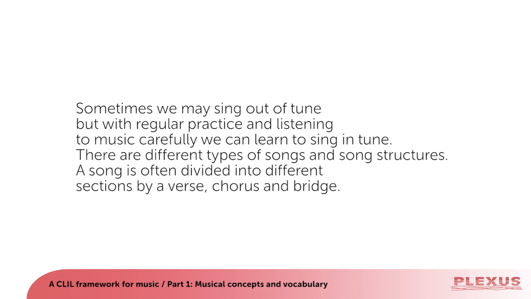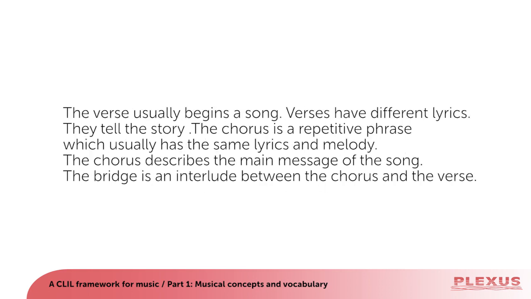There are different types of songs and song structures. A song is often divided into different sections by a verse, chorus, and bridge. The verse usually begins a song. Verses have different lyrics. They tell us the story. The chorus is a repetitive phrase which usually has the same lyrics and melody. The chorus describes the main message of the song.